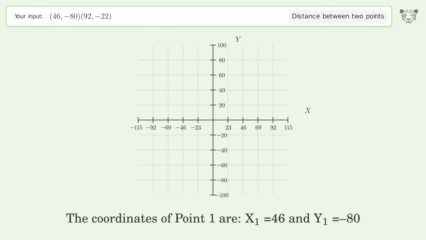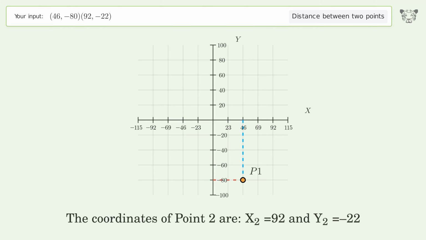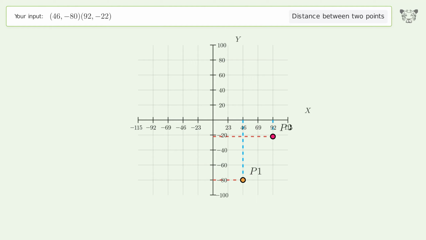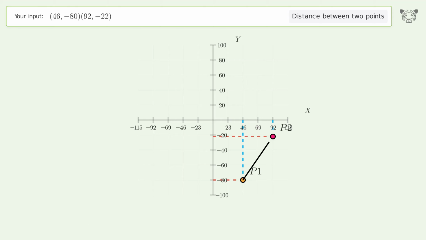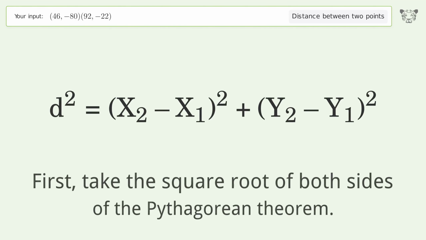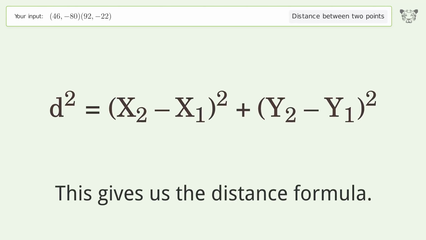The coordinates of point 1 are, x1 equals 46 and y1 equals -80. The coordinates of point 2 are, x2 equals 92 and y2 equals -22. D is the distance between the 2 points. First, take the square root of both sides of the Pythagorean theorem. This gives us the distance formula.